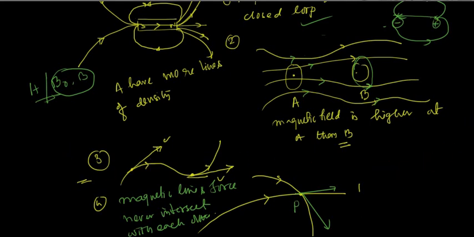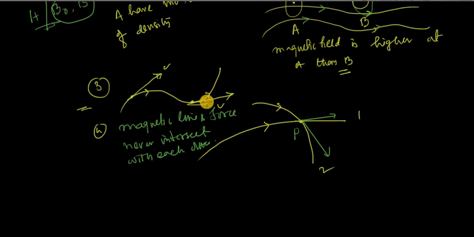Another important point is that, suppose this is an arbitrary magnetic line of force. At that point the magnetic field is directed tangentially. That means if you want to find the direction of the magnetic field, you have to draw the tangent at that point on the magnetic line of force. At this point this is the tangent, so this is our magnetic field direction. At this point this is our tangent, so this is the magnetic field direction. If you draw a tangent over here, this is the magnetic field direction.